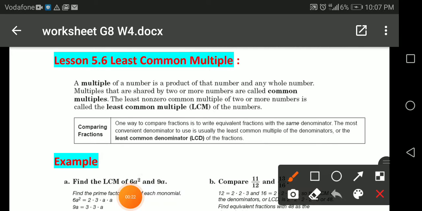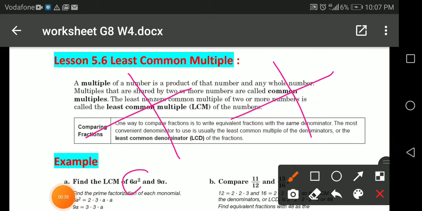Remember first of all how we can find the least common multiple and how to use prime factorization for numbers. So if I have here 6a to the power 2, and the other expression 9a, I'm going to have the prime factorization of the numbers first, 6 and 9.